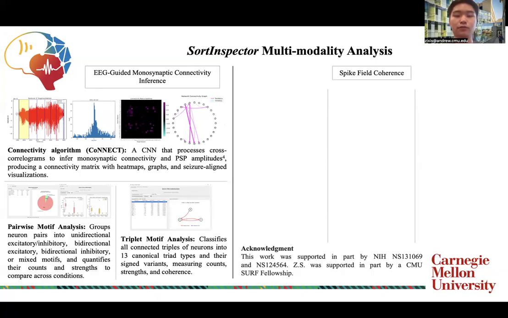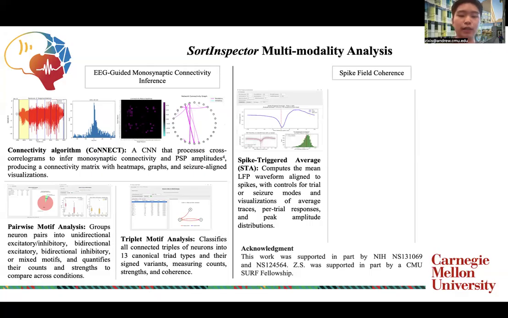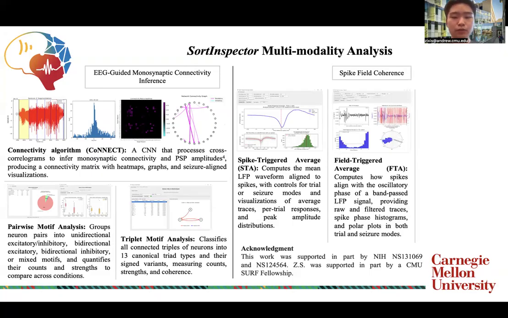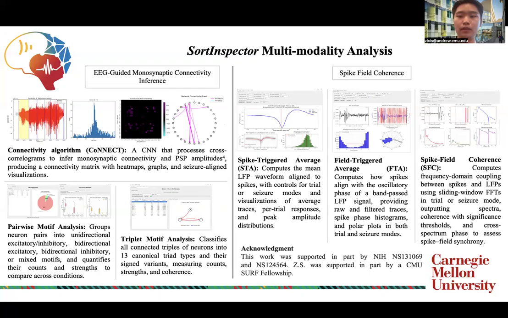Then we provide modules for spike field relationships. Firstly, the spike triggered average computes the mean LFP waveform aligned to spikes in either trial or seizure modes. Secondly, the field triggered average then aligns spikes with oscillatory phases of a filtered LFP, producing histograms and polar plots of spike phase relationships. Thirdly, the spike field coherence analysis quantifies frequency domain coupling between spikes and LFPs using sliding window FFTs. Outputs include spectra, significance thresholds, and phase relationships, allowing us to assess the synchrony.